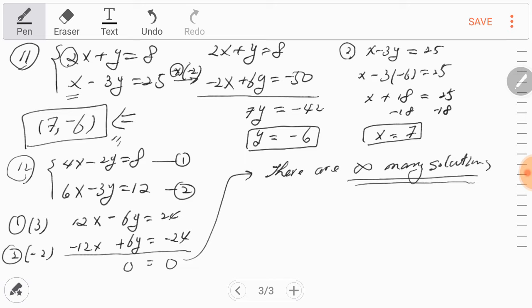So why? Because the two lines are actually identical, exactly the same. As you can see here, these two equations are exactly the same. Multiply one of them by a negative, then the equations are the same. The two lines are the same, so they overlap all the way, so there are infinitely many solutions. What if the result is not true, but false, like 0 equals 5, or 0 equals 2? Then there is no solution.